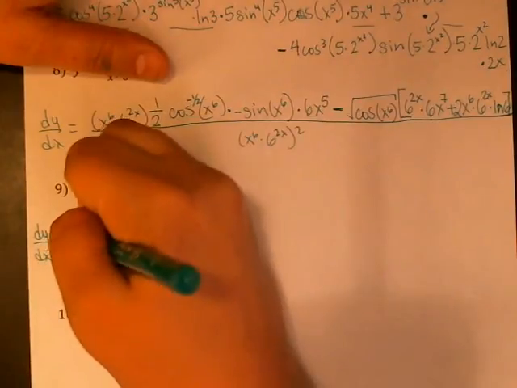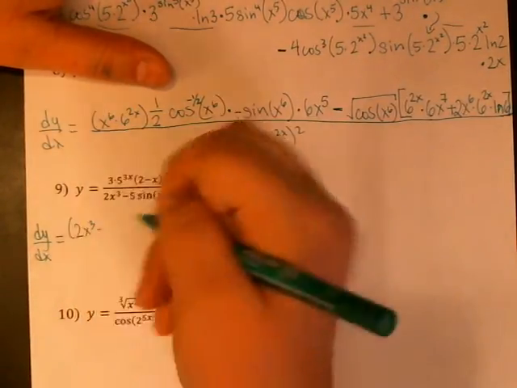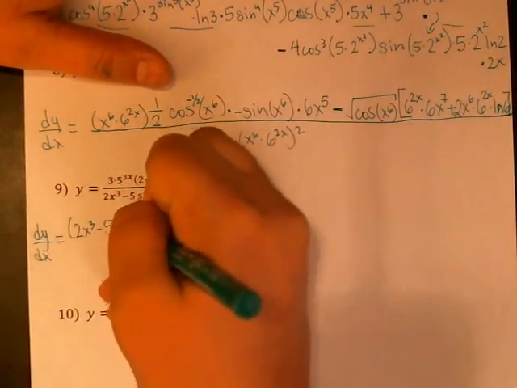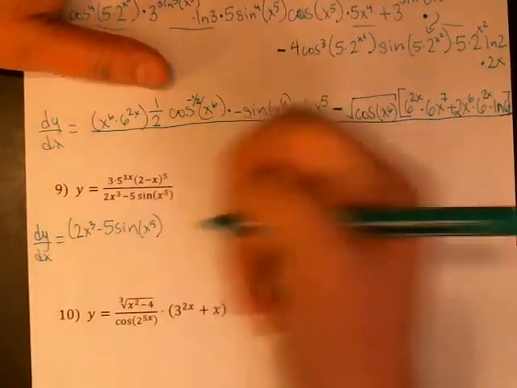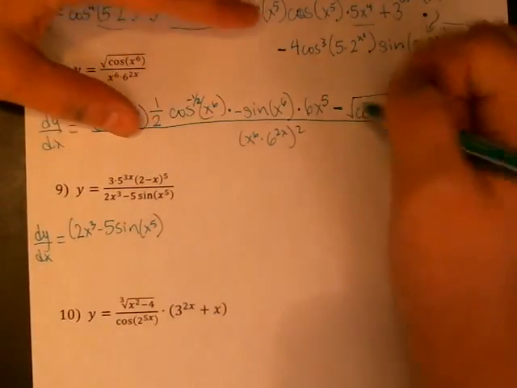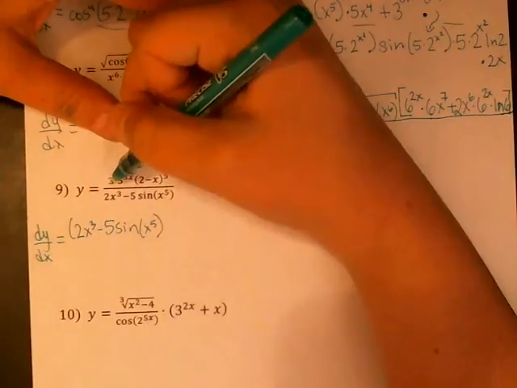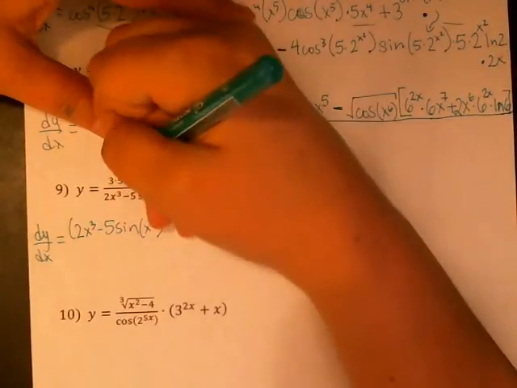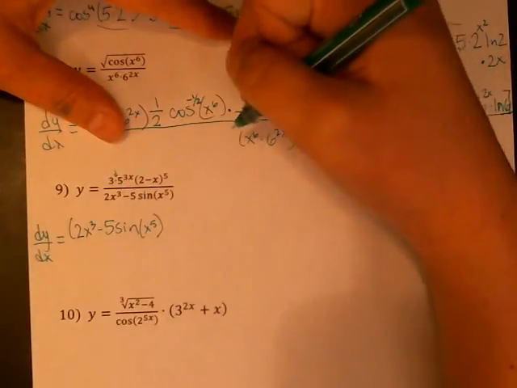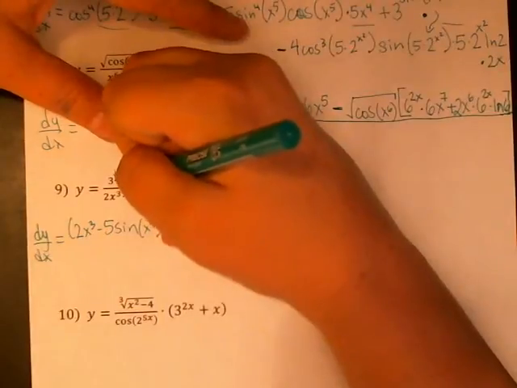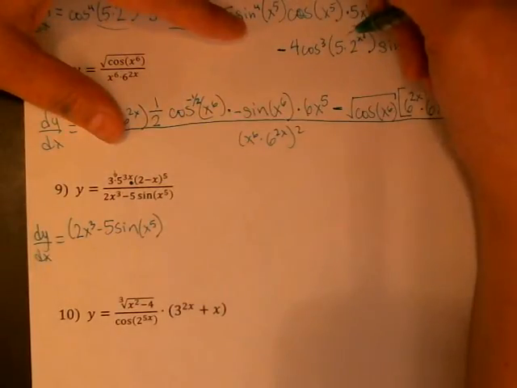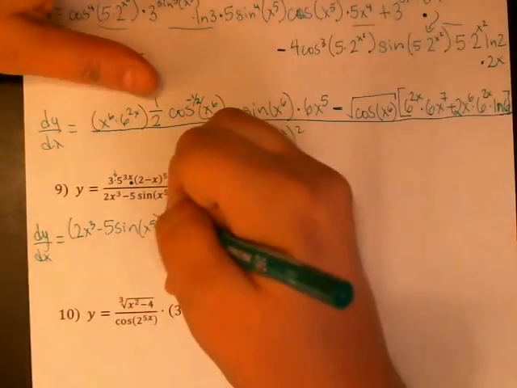So we need the bottom, 2x cubed minus 5 sine of x to the 5th, times the derivative of the top. Let's see the top. This is 3 times 5 to the 3x. That's just a constant multiple. However, I would say that one is fairly important. Okay, so there's the bottom.